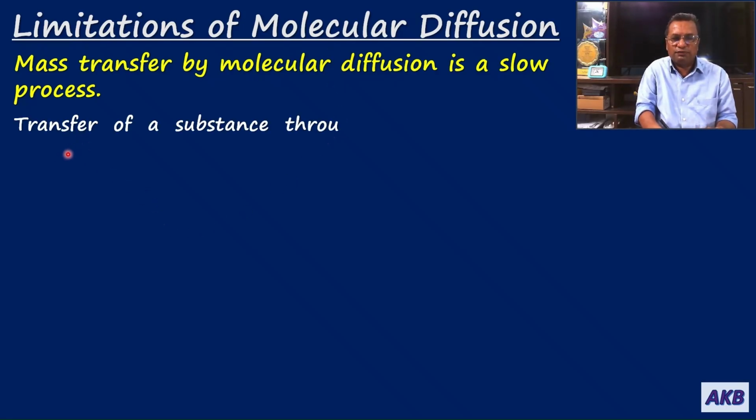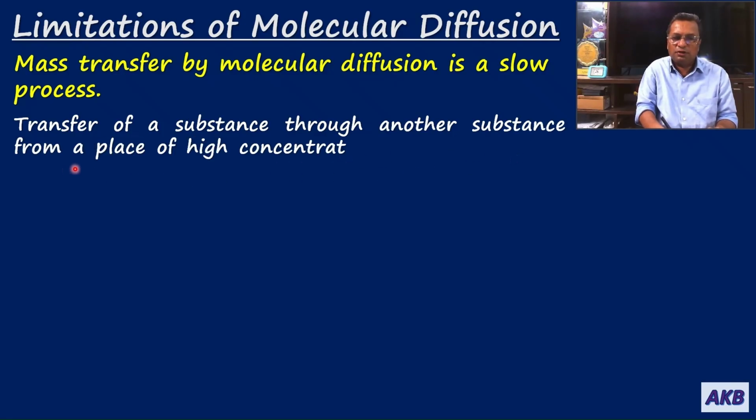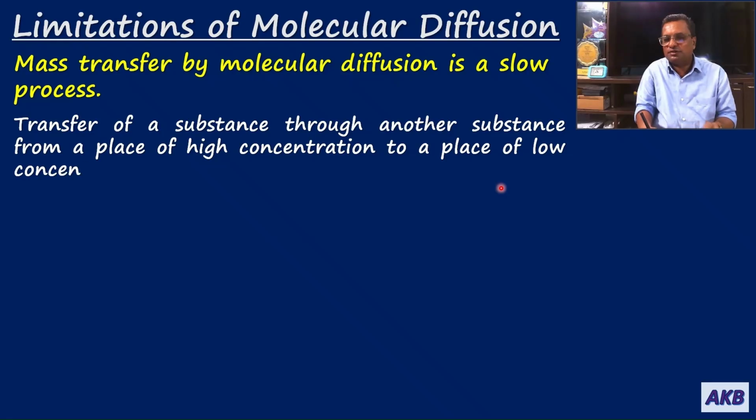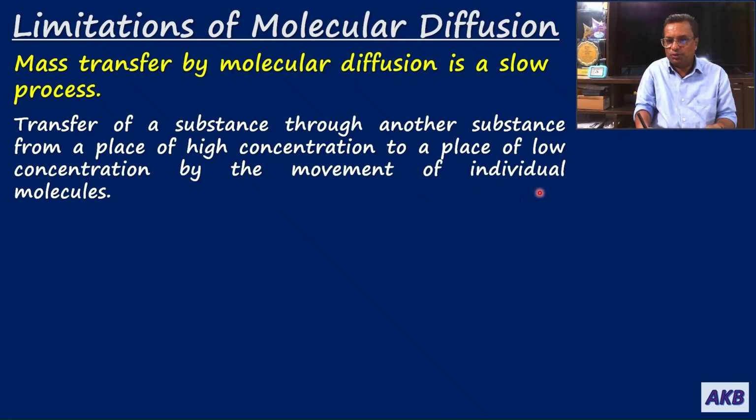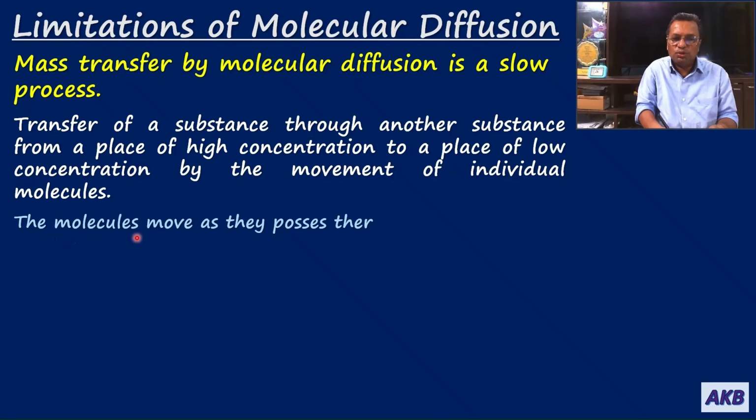In molecular diffusion, we know there is transfer of a substance through another substance from a place of high concentration to a place of low concentration by the movement of individual molecules. So mass transfer by molecular diffusion happens due to movement of individual molecules. And why are these molecules moving? The molecules move as they possess thermal energy, but their movement is very slow. That's why mass transfer by molecular diffusion is a slow process.